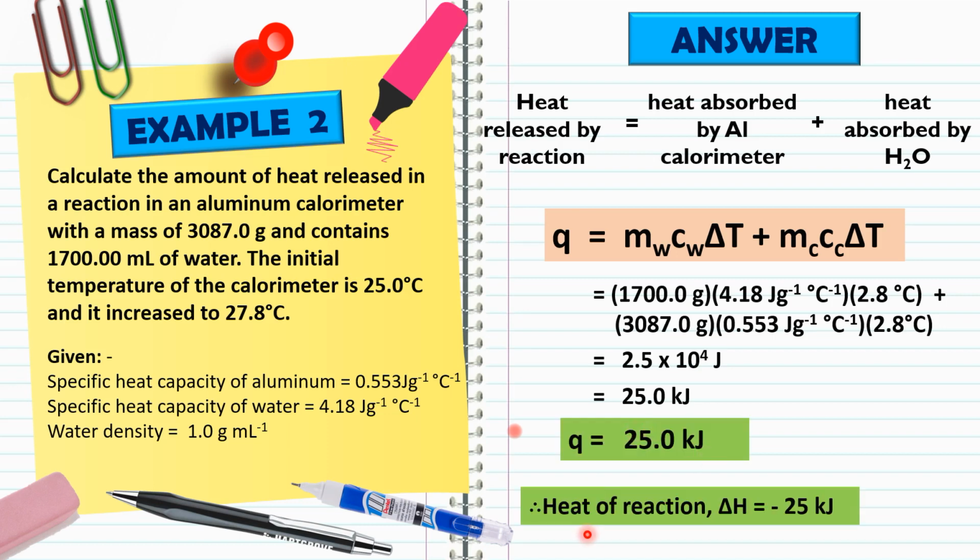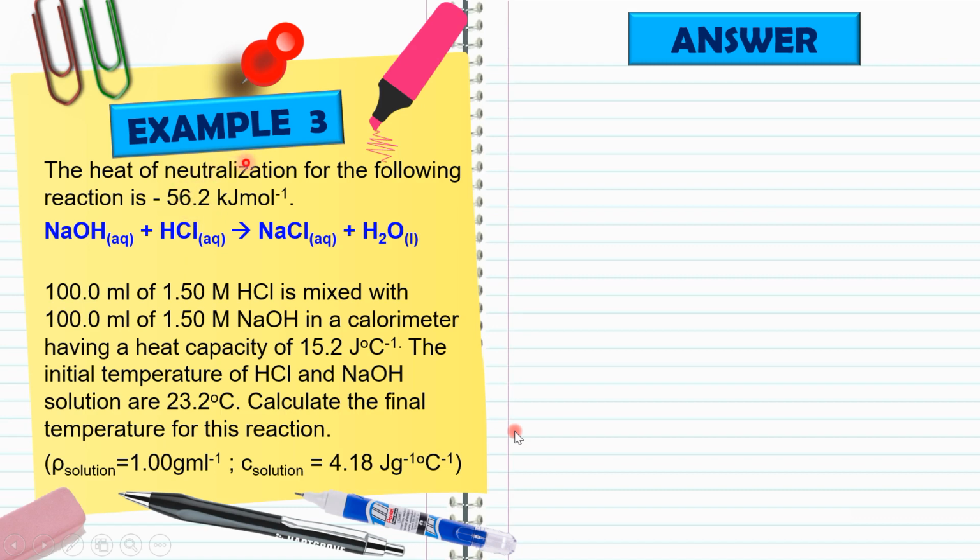Always remember, you have to write the conclusion. Because from here, we get a positive value, right? And the question asks about the amount of heat released, so it should be a negative value. Therefore, you have to write the heat of reaction is equal to negative 25 kilojoule. For this one, no need to write per mole since we don't know what type of enthalpy is involved here. Okay, now we move to example number 3.